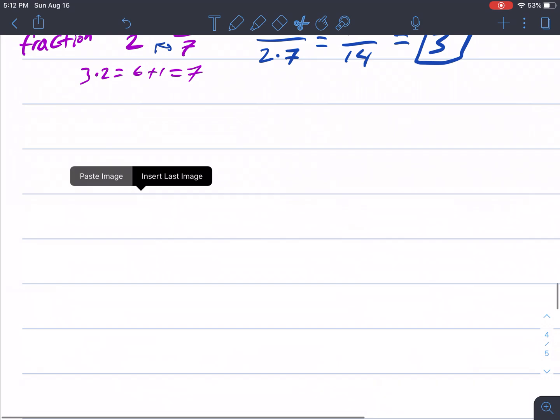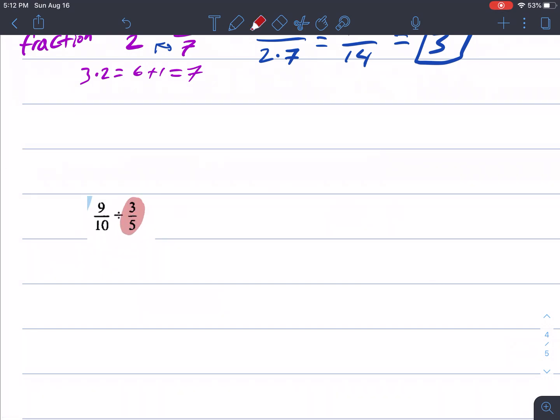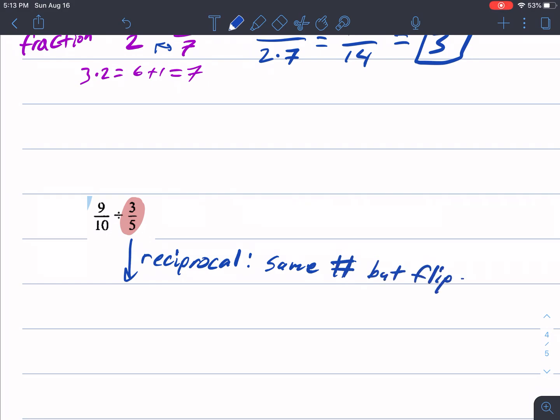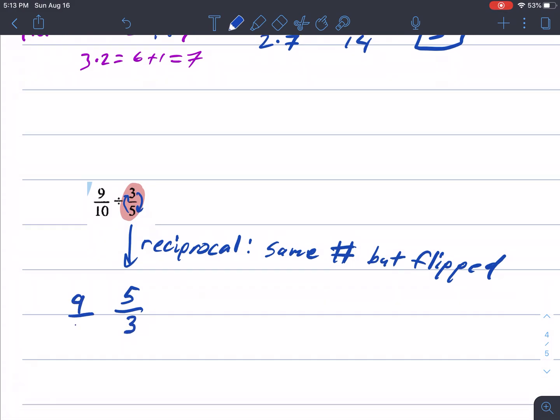So let's paste this real quick. So this is the number that you're going to make into the reciprocal. And if you remember what the reciprocal was, the reciprocal is just the same number but flipped. I'm going to rewrite that. Same number, but flipped. So all that means is that 3 is going to go on the bottom, and that 5 is going to go on the top. So that's going to go on the bottom, that's going to go on the top. So this is actually going to be 5 over 3. That's the reciprocal. So now this is going to be 9 over 10 times 5 over 3.